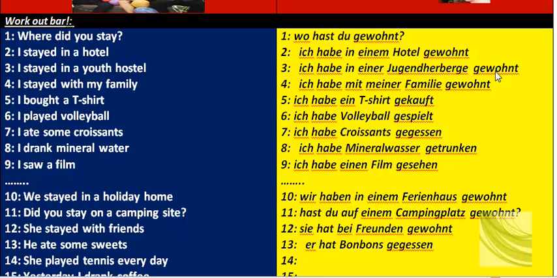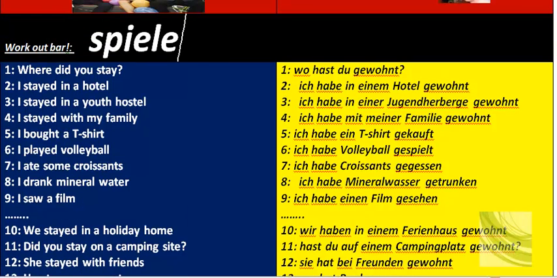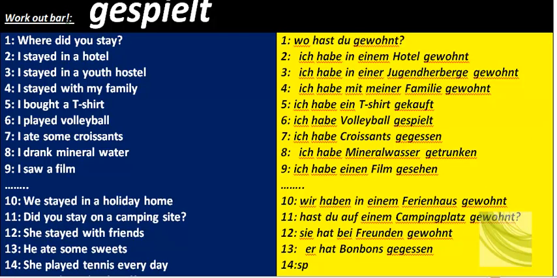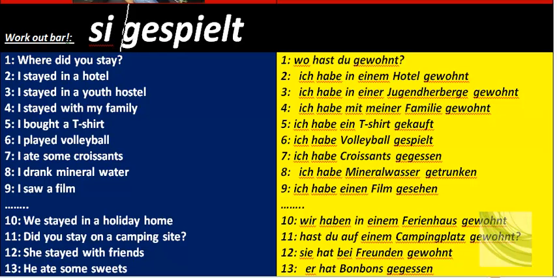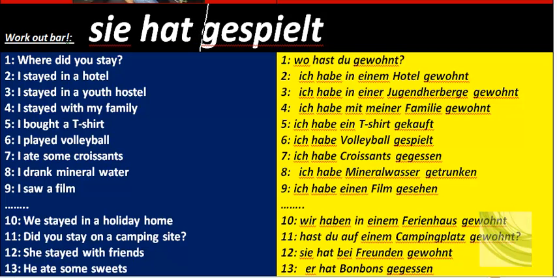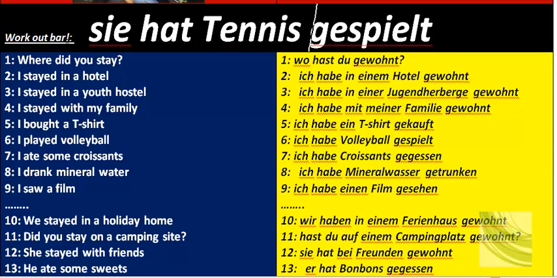Right, ladies and gentlemen, so we're now on to number 14. She played tennis every day. Okay, now remember, to play is spielen. So we've got spielen, up like so. Past participle, remember, is gespielt, like so. Now, just to remind ourselves, she played tennis every day. So she has, sie hat, and then tennis, gespielt, tennis, then middle.